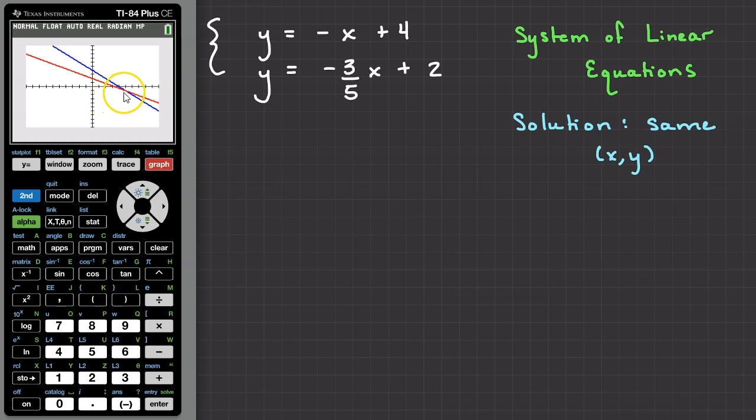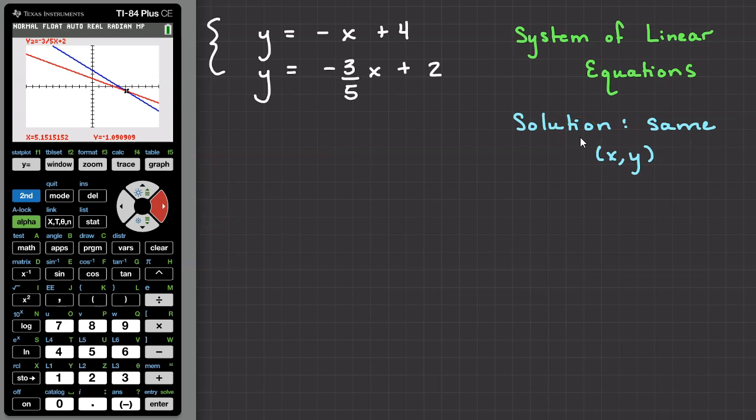That's our approximate solution. If you hit the trace button on your calculator, you'll see that your cursor is now tied to one of the equations. Use the cursor left or right buttons to move closer to that solution. Using our cursor, we'll only find an approximate solution. Let's use the table of values instead.